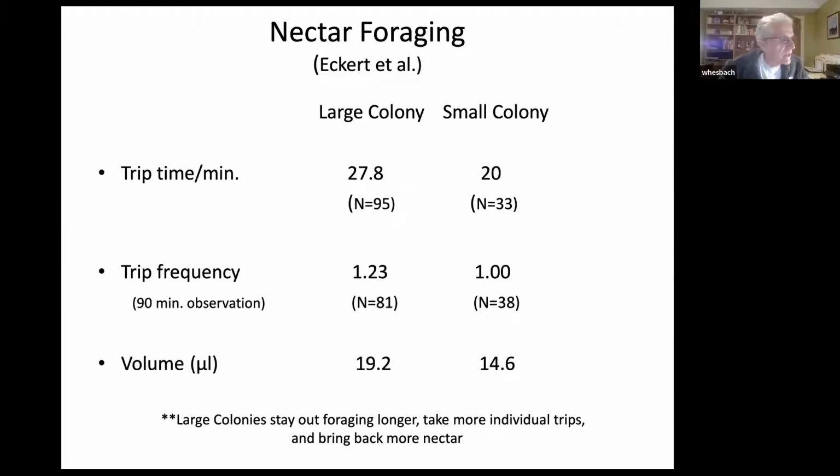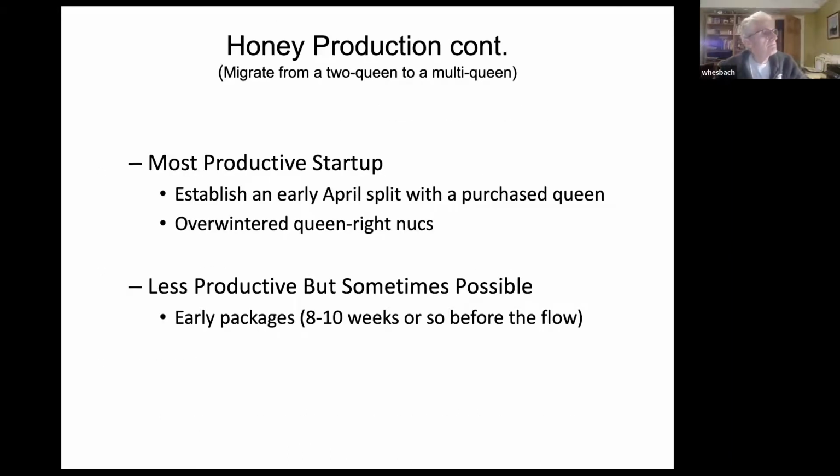So in this case, you can deduce that large colonies stay out foraging longer, take more individual trips, and bring back more nectar. Now, if you want to produce honey, that's exactly what you want, right? Large colonies that will do those things. Small colonies were significantly smaller in these measures. It's not that you can't make honey with a small colony, you certainly can, but you can make a lot more with a large colony because of the biology that occurs to support large populations. All right.